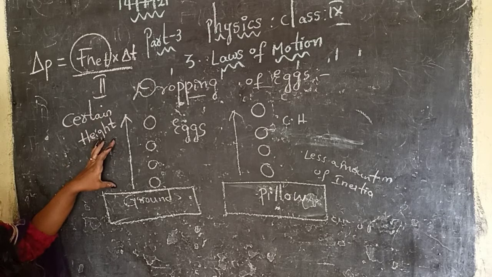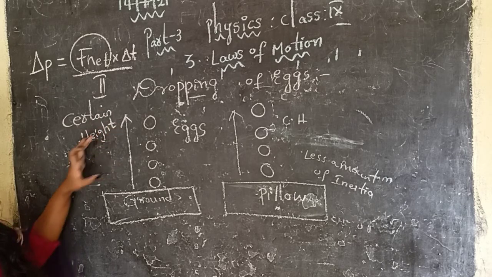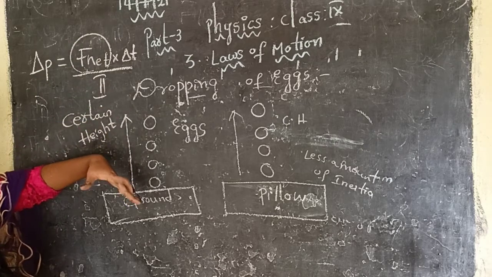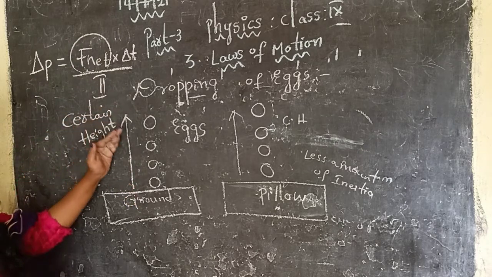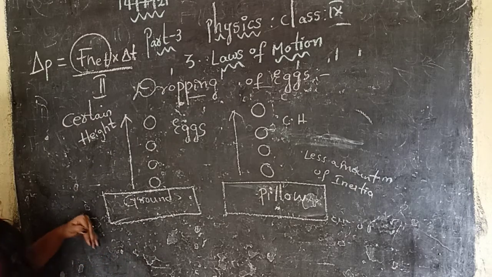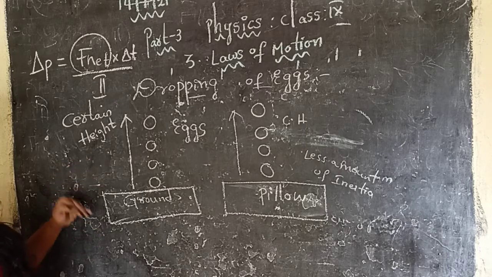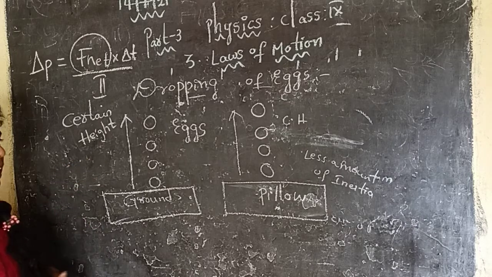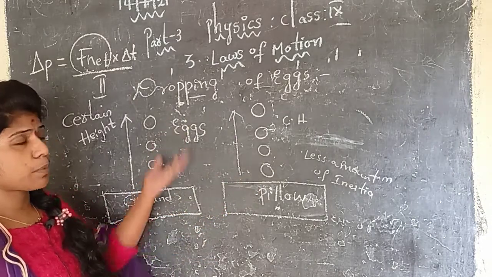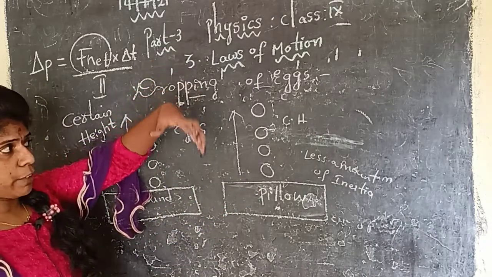Select two eggs. After selecting these eggs, now try to drop them from a certain height such that the egg will fall on the surface of the ground. In this case, the egg will break down. Similarly, repeat the same experiment by taking two or more eggs. Now once again drop them from a certain height.